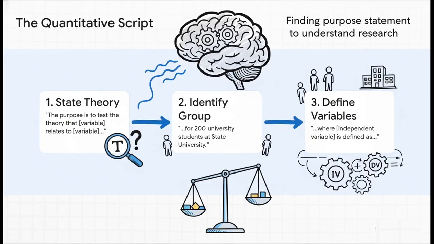The script for a quantitative purpose statement is just as clear, but you'll notice the language is totally different. Here, it's all about testing a theory. You'll see the word variables pop up a lot. The independent variable, that's the thing the researcher's looking at as a potential cause, and the dependent variable is what they measure, the potential effect. The whole study is designed just to see if the first one actually influences the second.